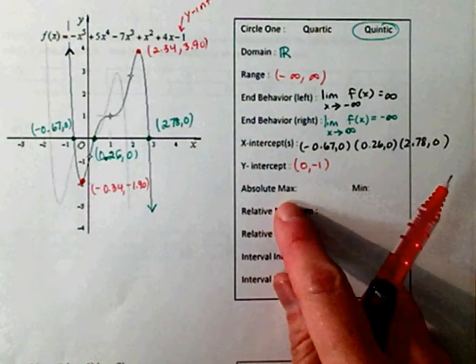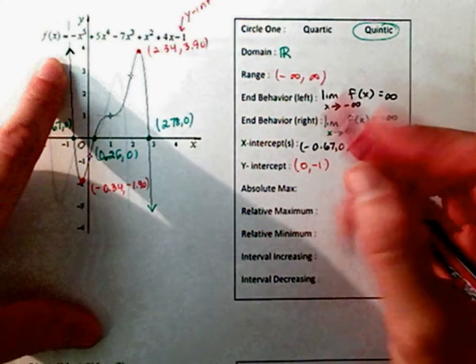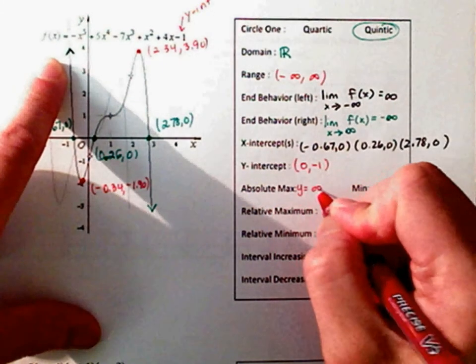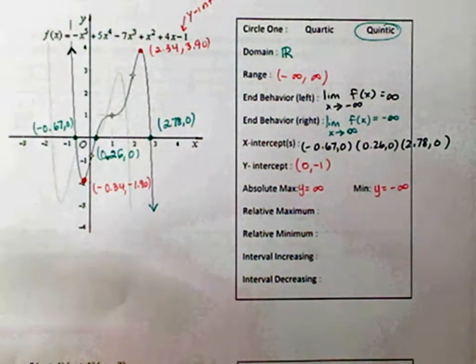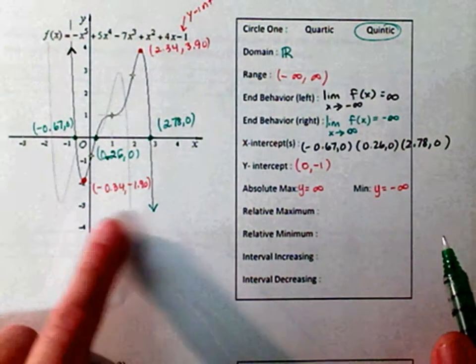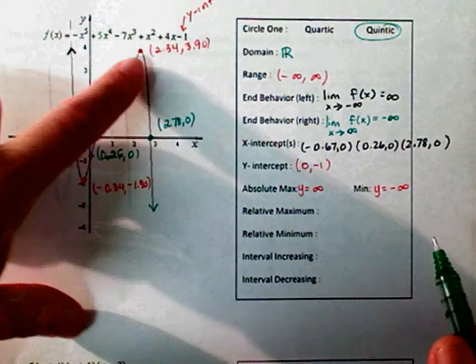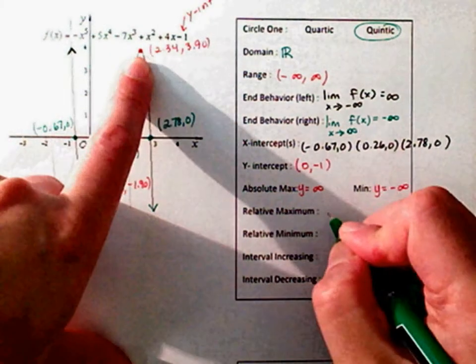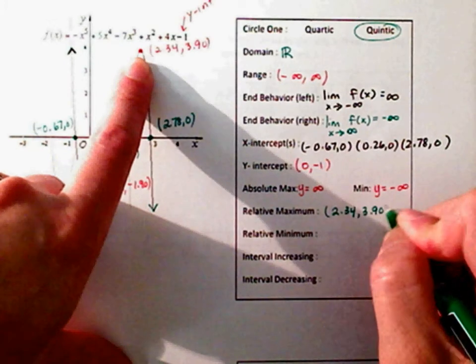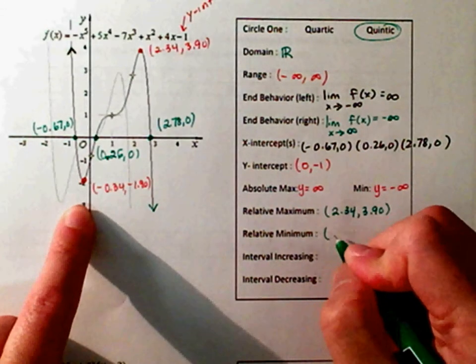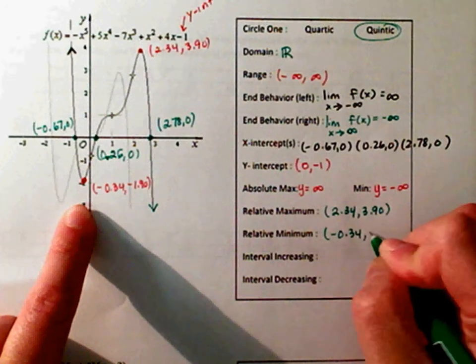Absolute maximum. Your highest maximum is positive infinity. Your lowest is negative infinity. Relative minimum. Relative maximum. See how that's high, but it's not the highest, but it's high. 2.34, comma, 3.90. Your minimum, negative 0.34, comma, negative 1.90. Okay?